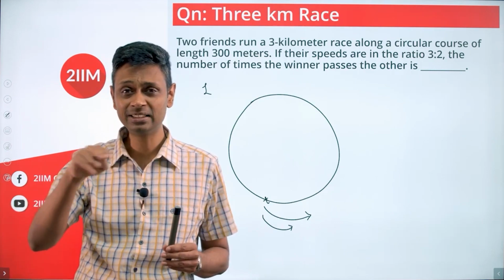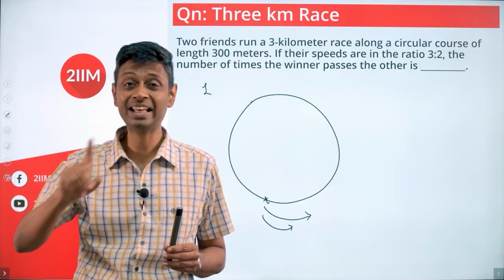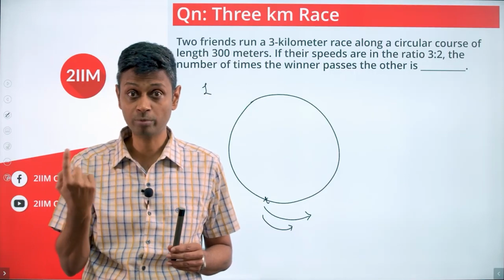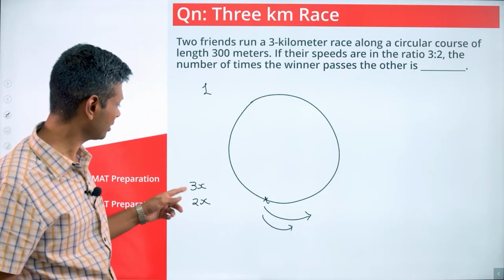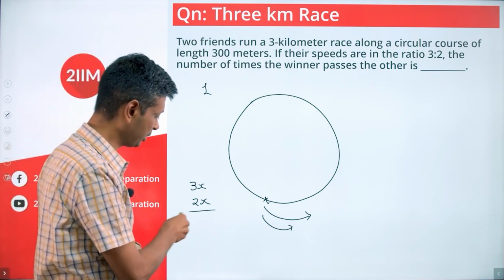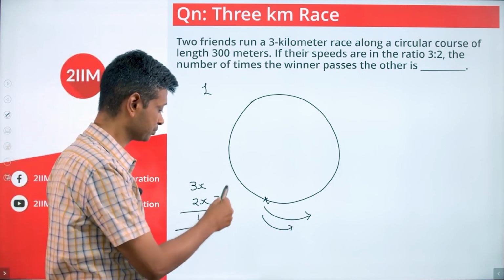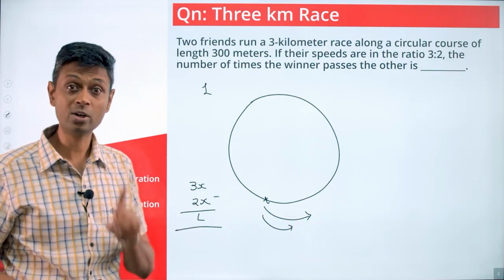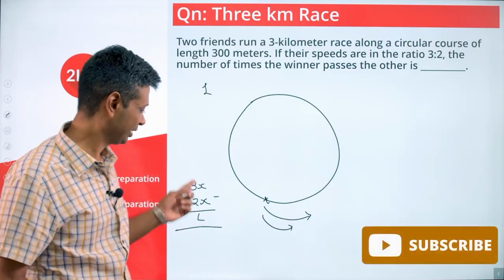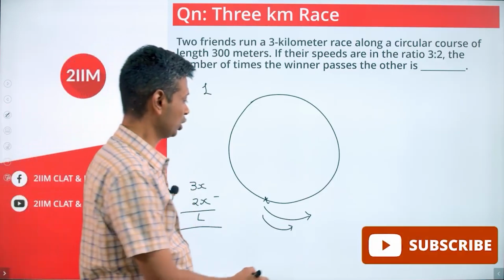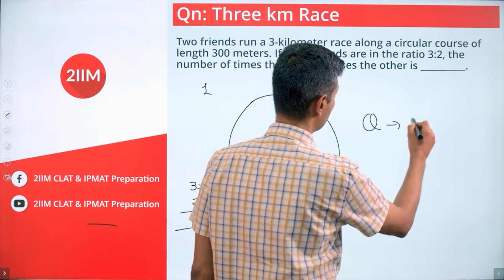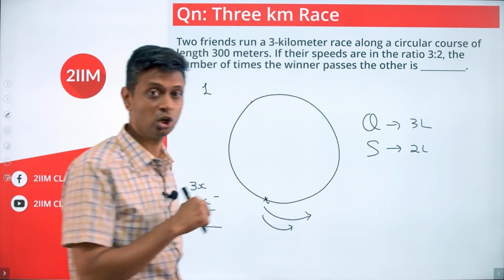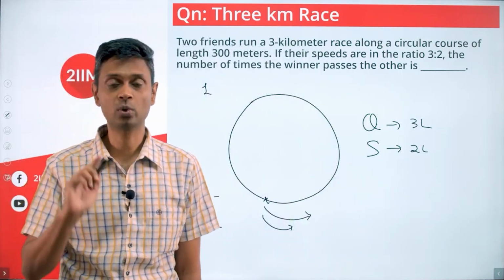How much should he gain to overtake the second guy? He has to gain an entire lap. The quicker guy has to gain an entire lap for him to overtake. Whenever he travels 3x, this guy travels 2x. The difference between them should be an entire lap. Only then this will happen. 3x minus 2x should be one whole lap. When will that happen? 3x minus 2x is x, or the quicker guy completes 3 laps, slower guy completes 2 laps. That is when the quicker guy will overtake the slower guy.